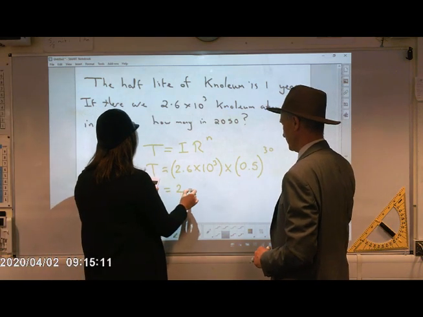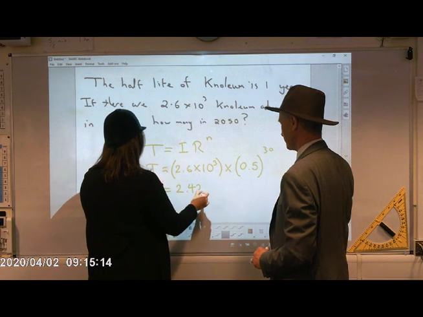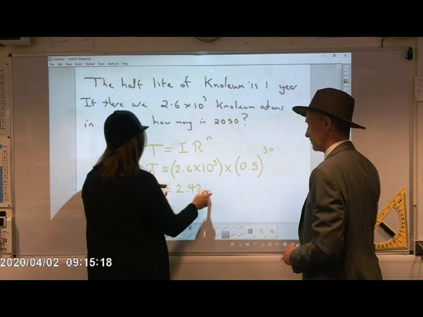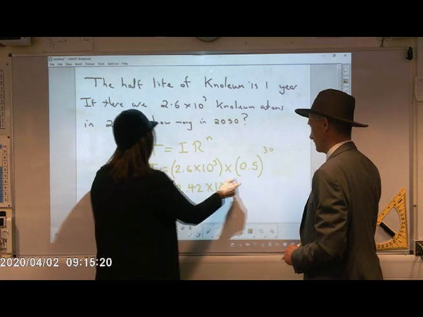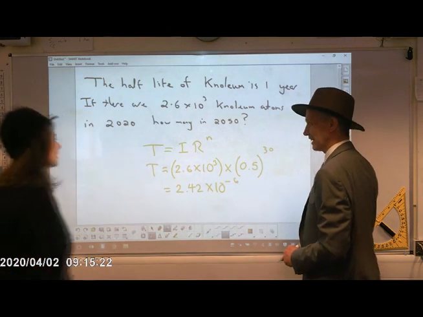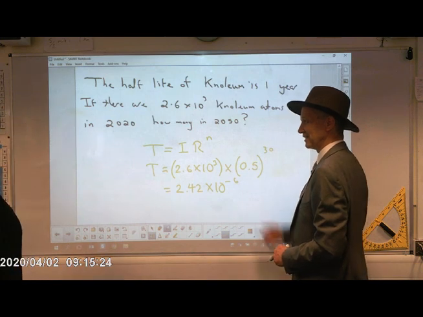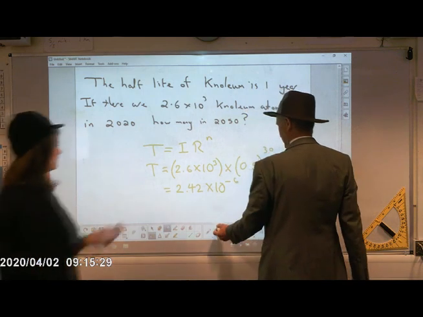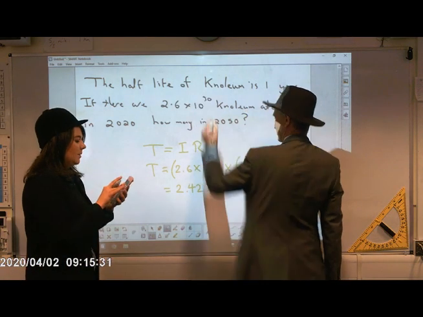It's a really small number. There's not much left, basically. 2.42, I'm going to round it to 3 significant figures, times 10 to the power of minus 6. That's not really an atom then, is it? It's basically nothing. Stick 30 in there and see what happens. Okay, I'm just going to put 30 there. Remember, you can just click through.